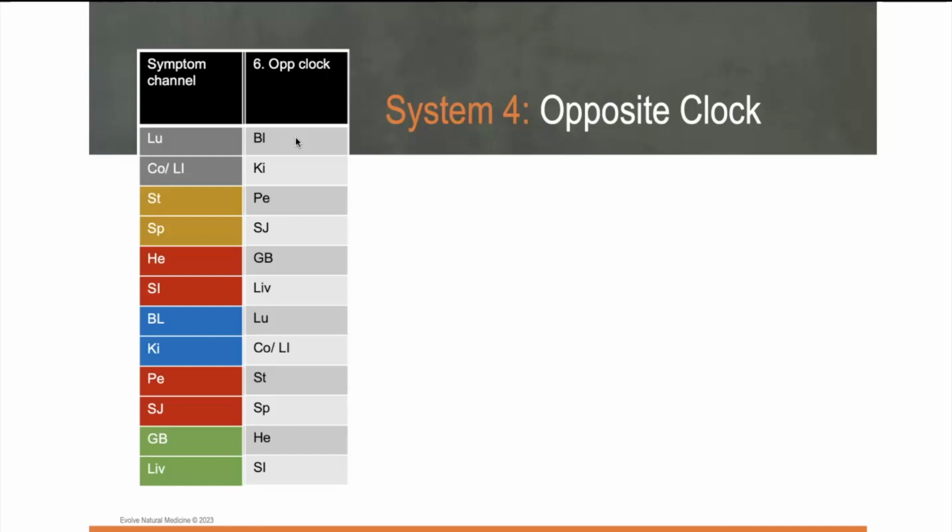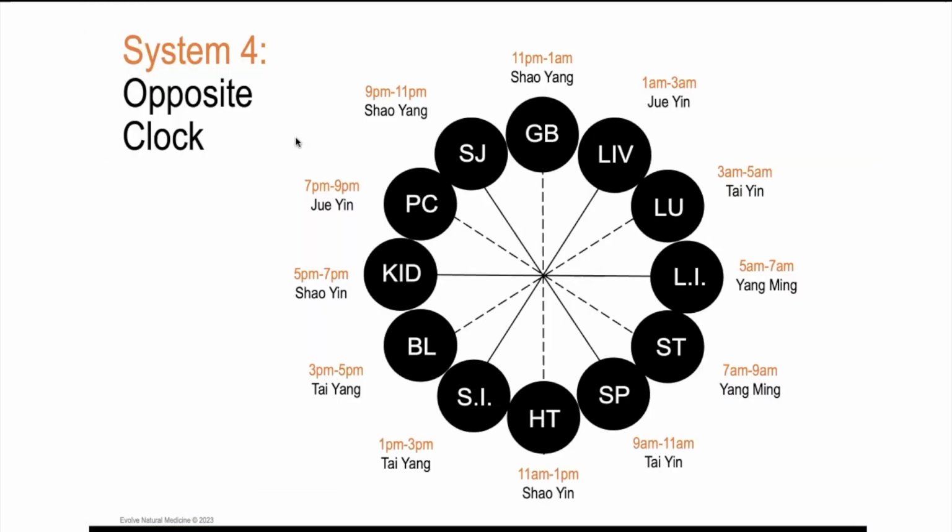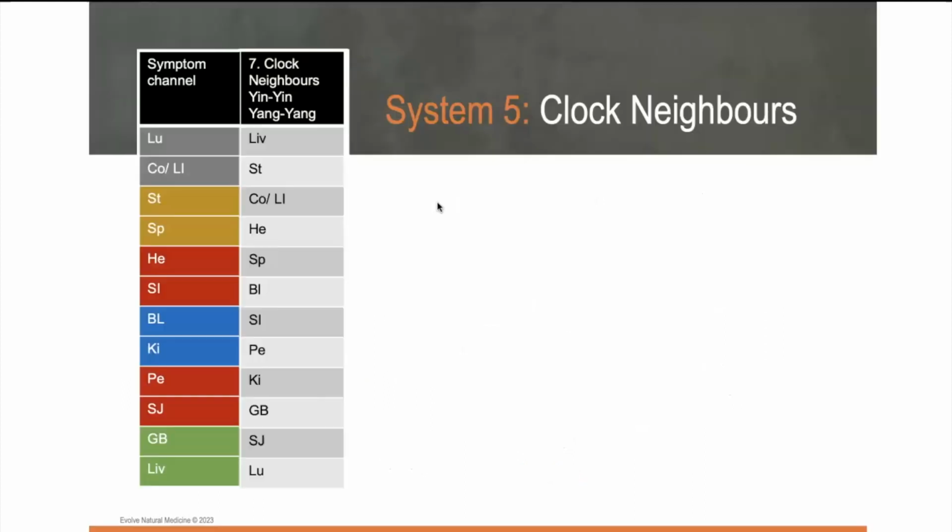So when we're looking at the opposite clock, we're looking at this situation. Essentially, if we're looking at, say, the lung channel, which is in that first section, it will be balanced by the bladder channel, which is the opposite. So 3 a.m. to 5 a.m. is Tai Yin, 3 p.m. to 5 p.m. is Tai Yang bladder. And so that's how it's balanced. If we go to colon, large intestine, 5 to 7 a.m. Yang Ming is balanced by 5 to 7 p.m. kidney Shao Yin. Again, we move to stomach, 7 a.m. is Yang Ming, is balanced by Dui Yin, 7 p.m. to 9 p.m. So again, once you get your head around it, not too hard.